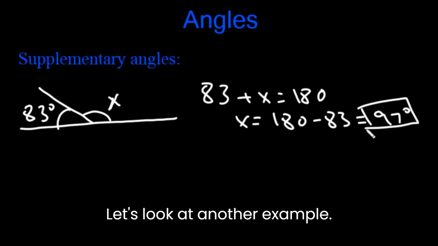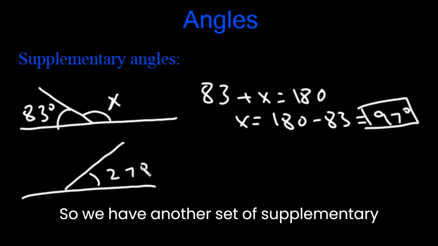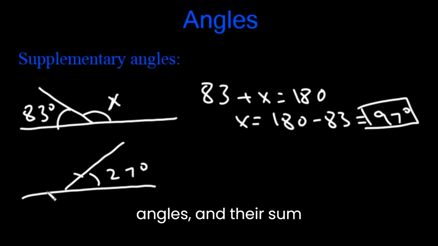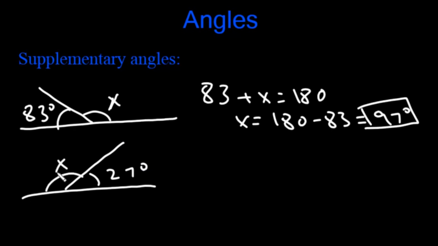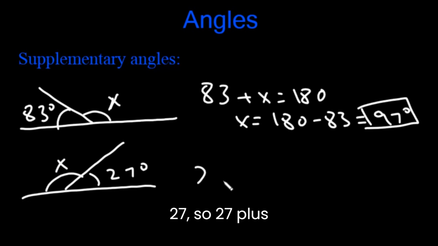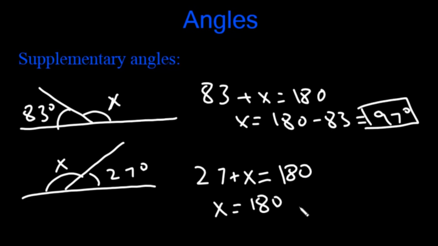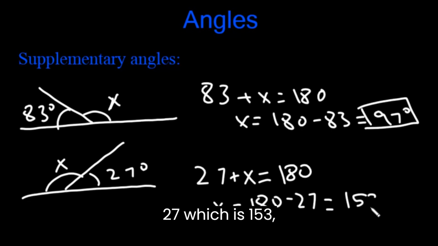Let's look at another example. So we have another set of supplementary angles, and their sum is 180, and we know that one of them is 27. So 27 plus x must be 180. So x is 180 minus 27, which is 153. So x is 153 degrees.